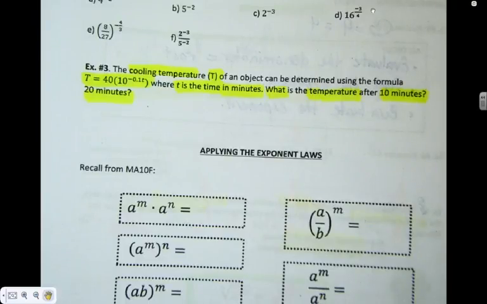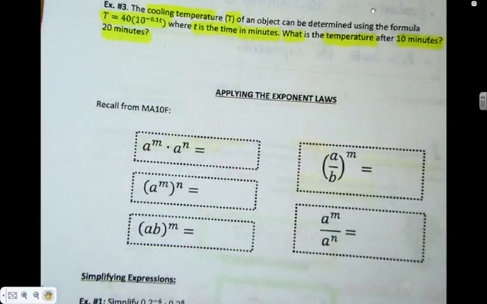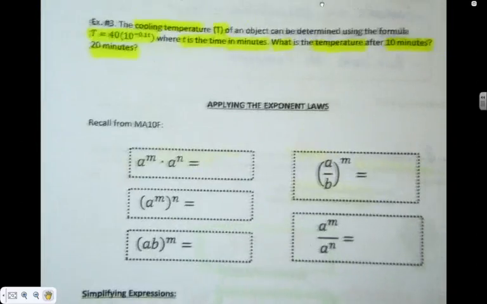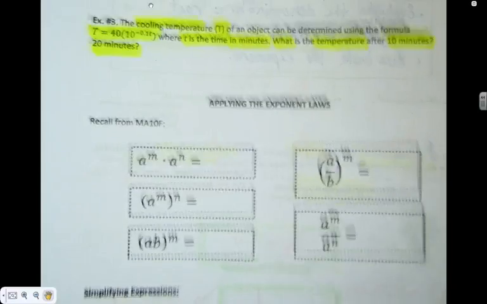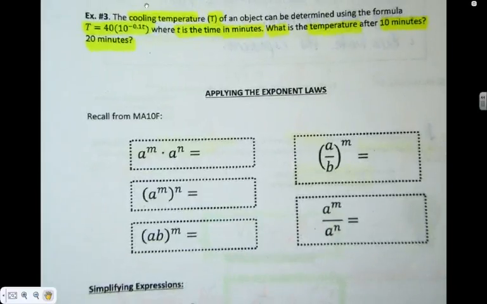So you reviewed these yesterday. You can have your little booklet obviously out for the notes. You can't have it on a quiz or a test. So let's refresh. A to the m times a to the n is a to the?